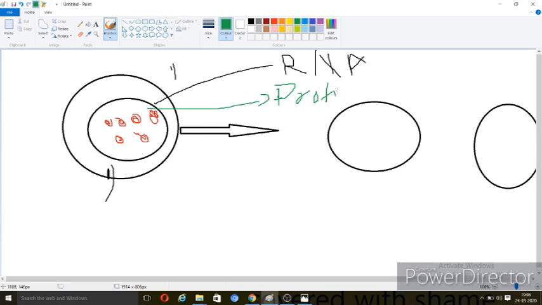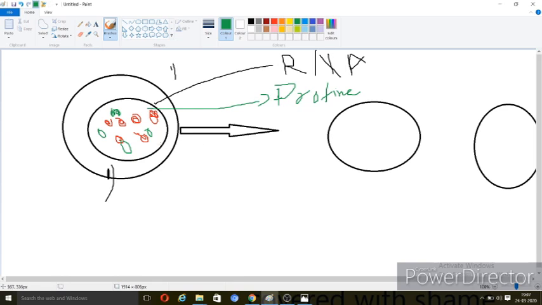Please forgive me because of my bad writing. So maybe this one I'm taking as protein. Now this green color is protein. So maybe this one is protein, this one is protein, and this one is also protein. So first, they are growing. After that they synthesize DNA, they synthesize RNA, and also they synthesize protein.